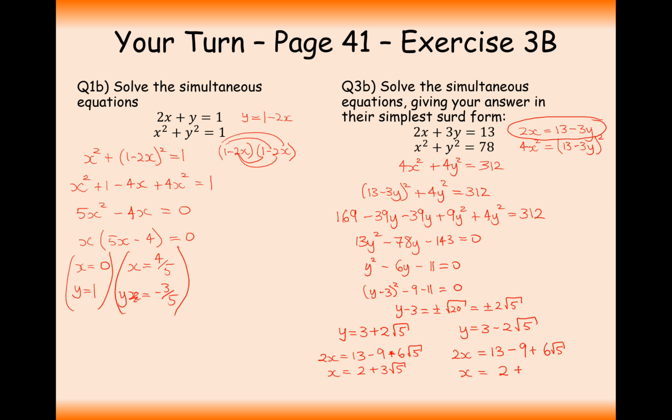Hold on, this over here should be a negative, shouldn't it? So if we're taking both the positive and negative away, yeah. So that would be minus 3 root 5 here. Okay, so these are our two solutions for part B here.